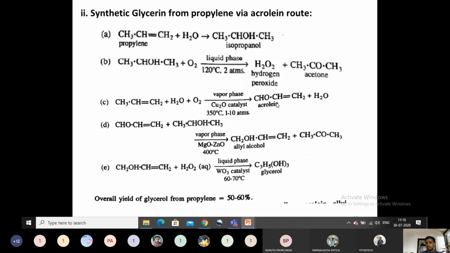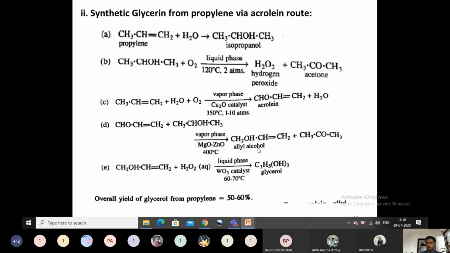The acrolein formed there will be reacted with the isopropanol obtained in the first reaction. The catalyst for this reaction is magnesium oxide or zinc oxide, and the temperature is 400 degrees centigrade, to yield allyl alcohol along with the liberation of one molecule of acetone.